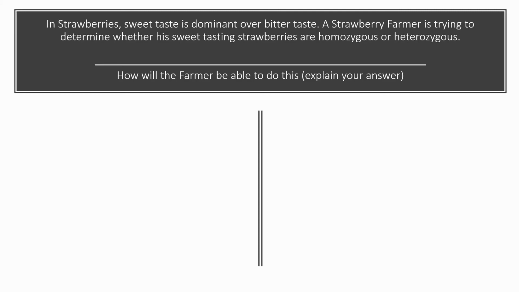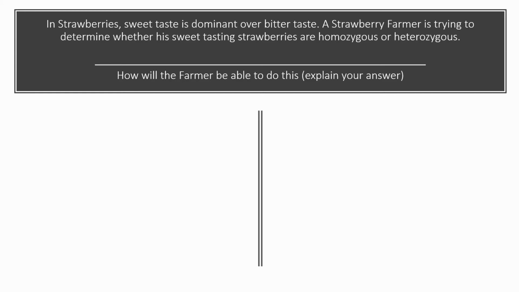It says, in strawberries, sweet taste is dominant over bitter taste. A strawberry farmer is trying to determine whether his sweet-tasting strawberries are homozygous or heterozygous. This is important, as we'll soon see, because if they're homozygous, the farmer may want to plant a lot more with them than if they're heterozygous, so it's important to know. And this is another one of those problems that requires a bit more reasoning than some of the straight Punnett square ratio questions. So that's why it says explain your answer.